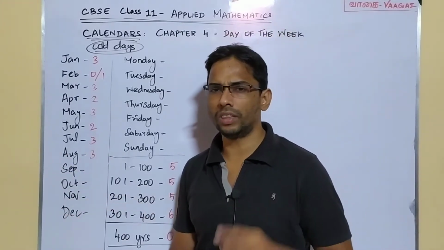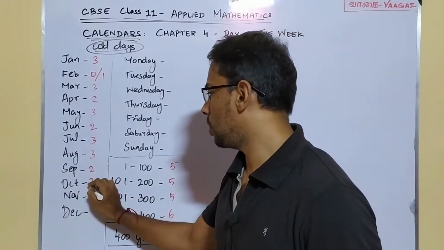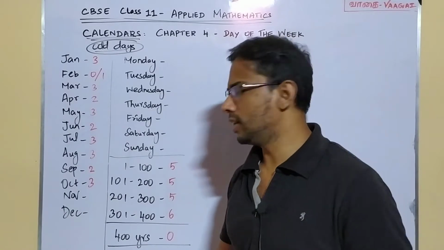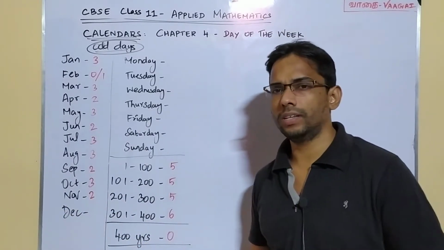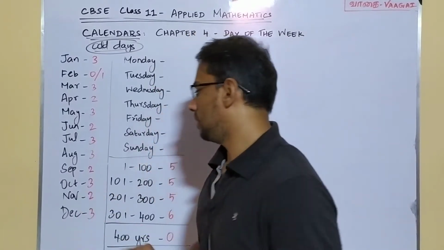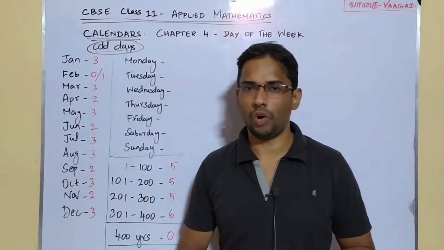September, you have got only 30 days, so that means 2 odd days. October, again 31 days, 3 odd days. November, 30 days, so 2 odd days. And December, you have got again 31 days, so 3 odd days. That's it. Okay, so that's it for month-wise number of odd days.